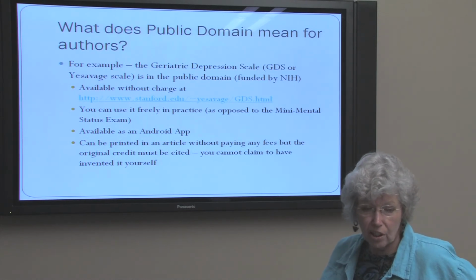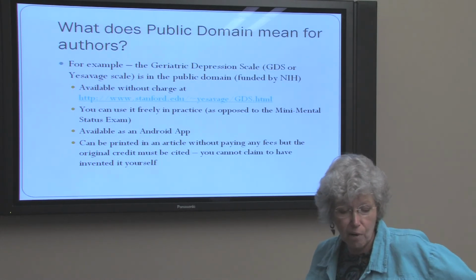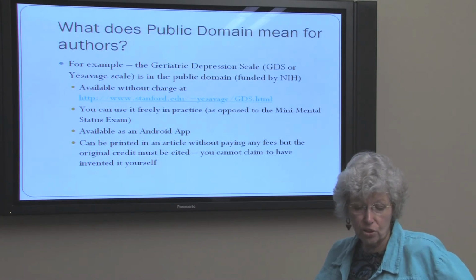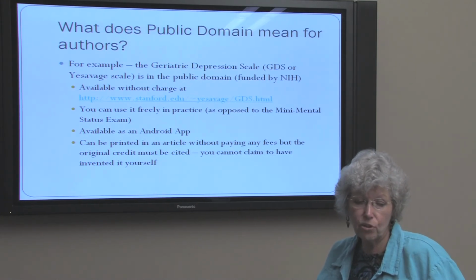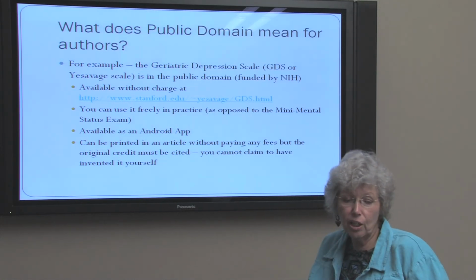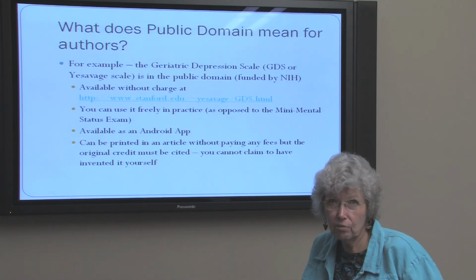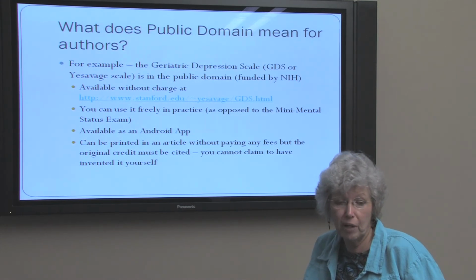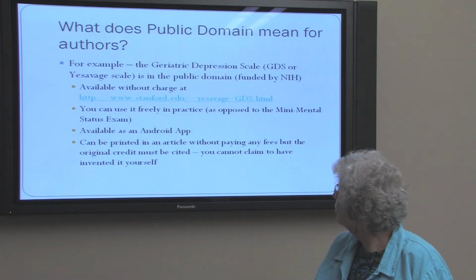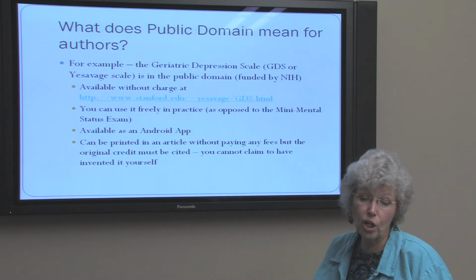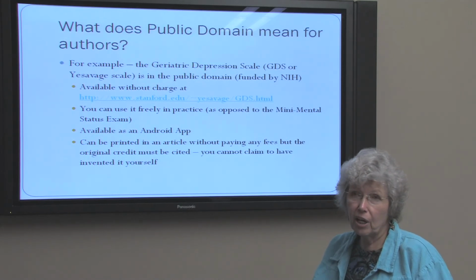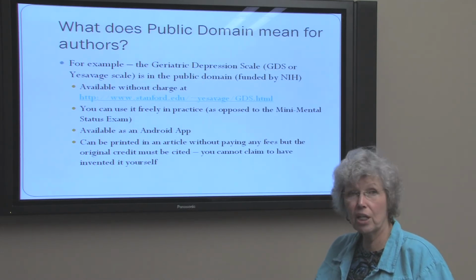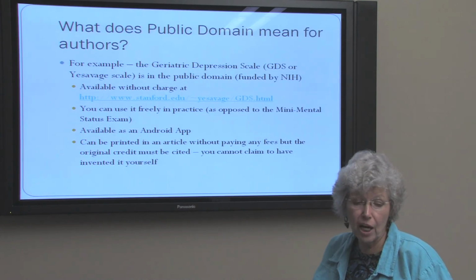So one of the things, I'm in geriatrics, so one of the things that's very commonly referenced is the geriatric depression scale, or the Savage scale. Now this is actually in the public domain because it was research funded originally by NIH, and research funded by NIH is supposed to remain in the public domain. So you can actually download a copy at the website here, stanford.edu/Savage, and you can use it freely in practice, as opposed to, for example, the mini mental status exam, where you have to actually pay to use that.